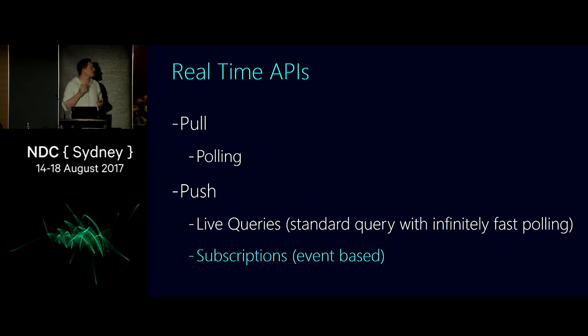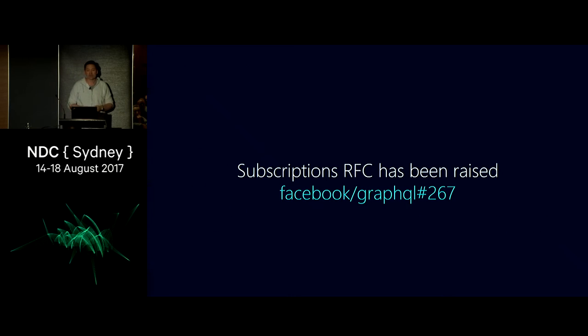What we really want is something to be pushed to the client. And there are two main options. First of all, there was this idea of live queries. This is where you could say, I'm going to make a query, and if anything in the underlying resolver layer changes, I just want to get a fresh copy of that query pushed to the client. Really, really, really hard to implement. So what the community have got around to is subscriptions, which are event-based. What we do here is express an interest in something happening on the server, and when that happens, we will then get that pushed back to the client. The subscriptions RFC has already been raised, and the most recent release of Facebook's reference implementation supports subscriptions.